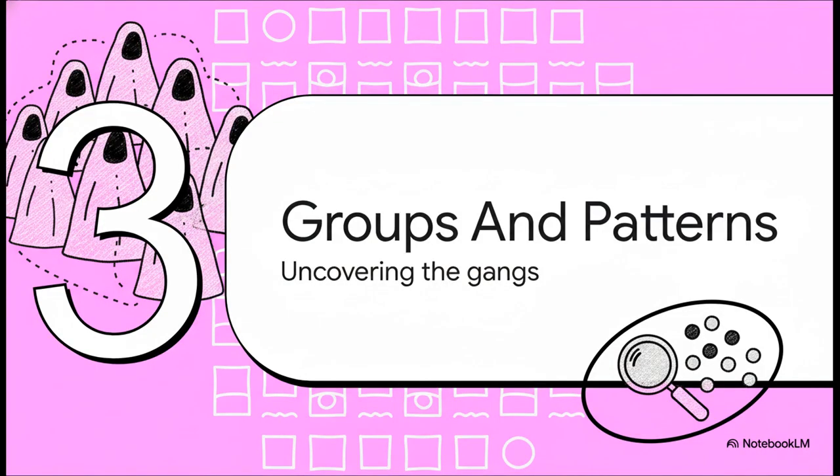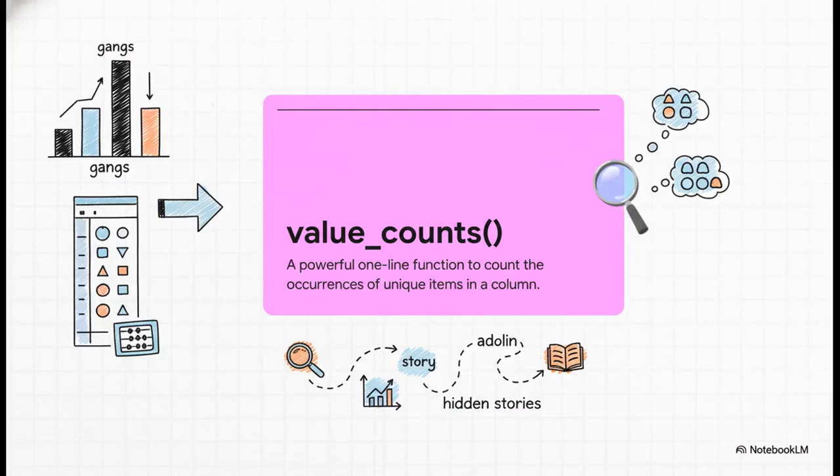Okay, so questioning individuals is super useful, but a truly great detective spots the bigger picture. They see the patterns. They identify the groups, the gangs and hideouts hidden in the data. In Pandas, the way we do this is with something called aggregation. And our go-to tool for this is an incredibly simple but powerful function called value counts. It's amazing. With just one line of code, it zips through a column and tells you how many times each unique thing shows up. It's seriously the fastest way to get a head count of all the different gangs in our data.